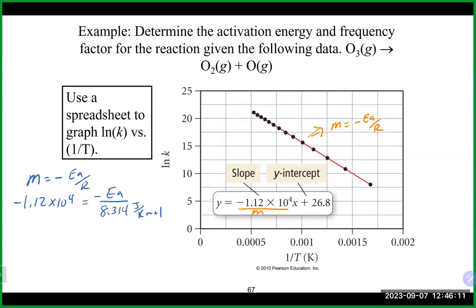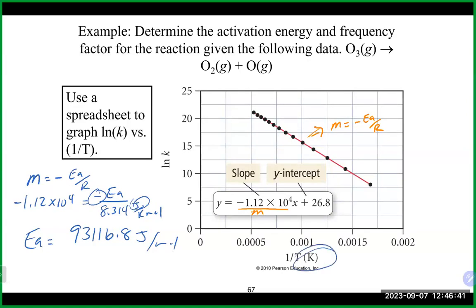And we'll take basically 8.314. Punch it in correctly would help. 8.314 times 1.12 to the 4th. We also have not only 8.314 going to the other side, again, the negative has to go to the other side as well. That's going to give us our activation energy here as 93116.8.